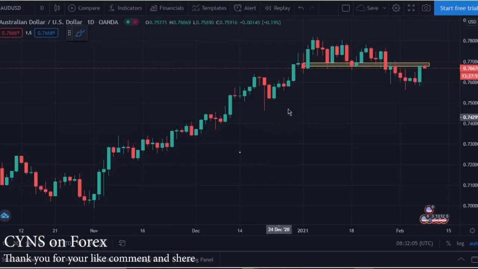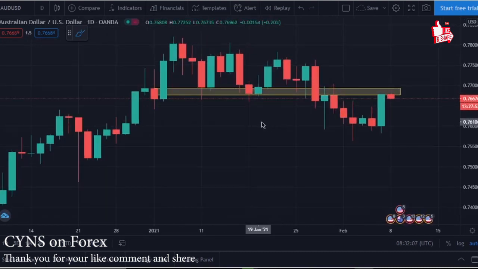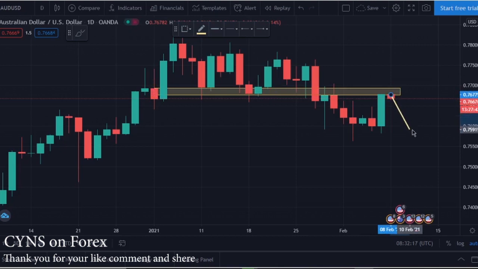Let's go down to the daily time frame and see what we have from the daily perspective. Here on the daily time frame, the market is currently testing previous daily support, which has now turned into a resistance area. The monthly, weekly and daily time frames are all showing a move to the downside.